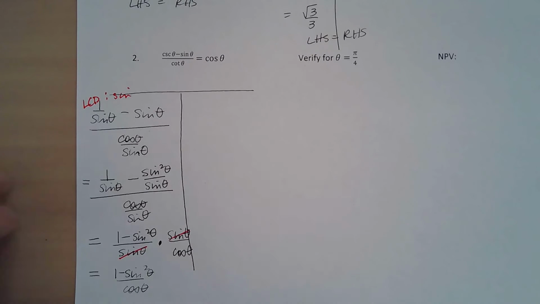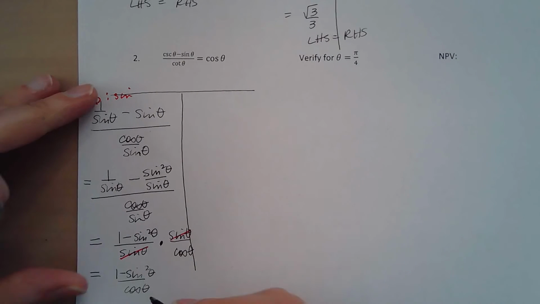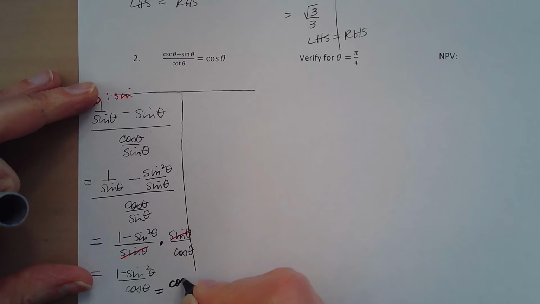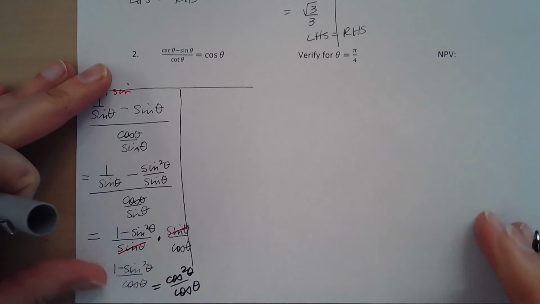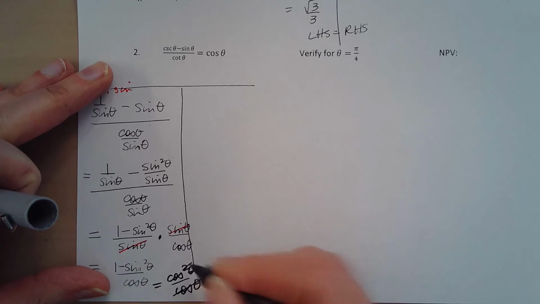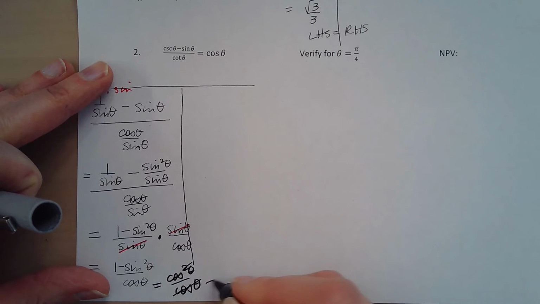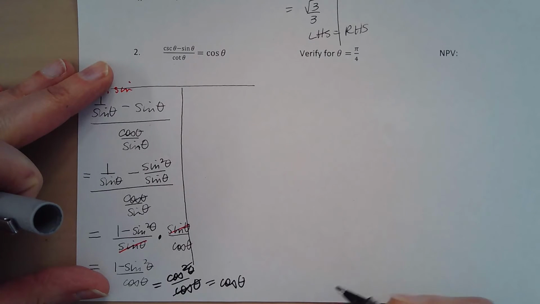Do you remember from yesterday our Pythagoreans? 1 minus sine squared is cos squared, right? So that's what Eileen said. She's going to convert that 1 minus sine squared to a cosine squared. So this becomes cos squared over cos. And then the bottom cancels 1 on the top, right? And that's cosine. So left-hand side equals right-hand side. Excellent.